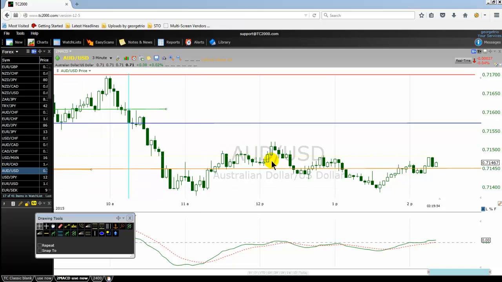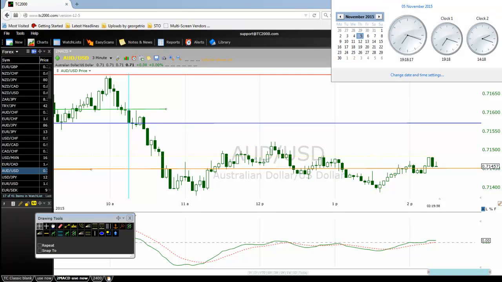And now the price is consolidating here, because the time in London now is 18 minutes past 7 p.m. In New York, 18 minutes past 2 p.m. It has been a long time, but I'm still in this trade. I don't want to close it now. So this was happening for the Australian dollar, US dollar currency pair, just to update you about the trade that we are taking.